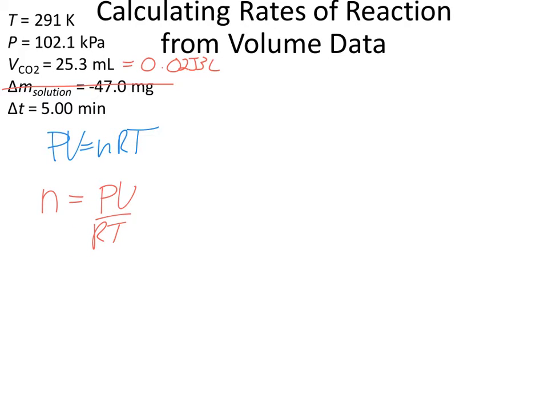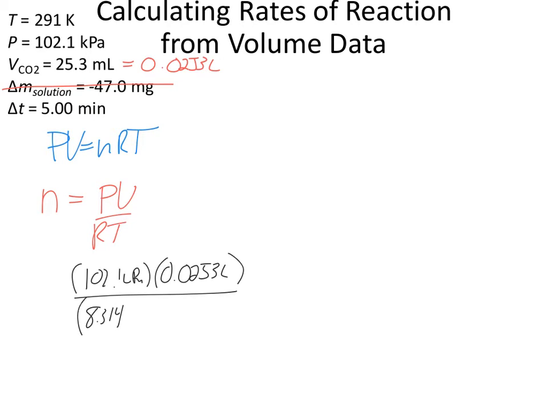So let's plug in our values. Our pressure is 102.1 kilopascals multiplied by volume, which in this case is 0.0253 liters, and that's divided by 8.314, and that's liters kPa over mole Kelvin. Okay, and then our T is 291 Kelvin. Now remember, for gas calculations, we must have our temperature in K. Now if you're using atmospheres, this number will be a little bit different, as will this one over here.